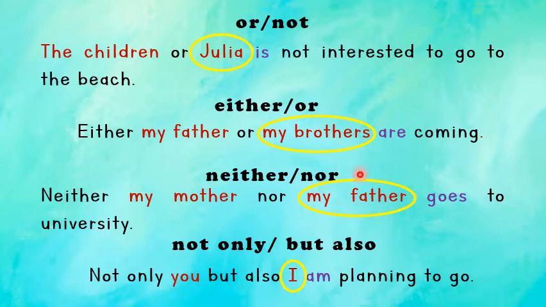Cuma nak tunjuk kita pilih yang paling hampir dengan verb tu. Okay, not only...but also. Not only you, but also I am planning to go. Why we use am? Sebab I kan special. I je yang gunakan am. Kalau you yang duduk sini, kita gunakan are.